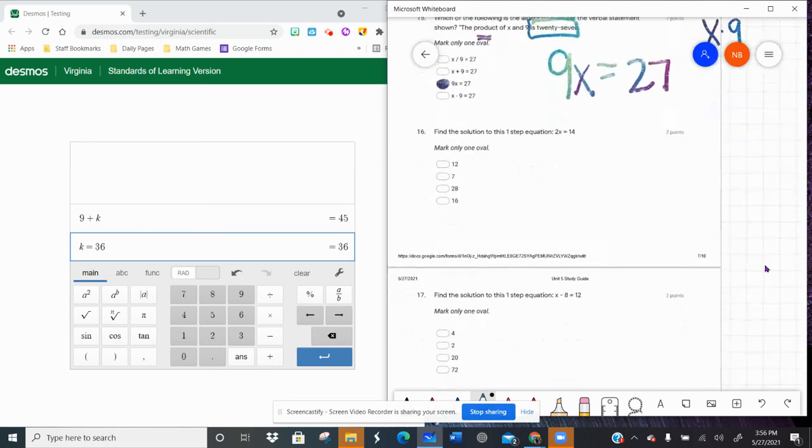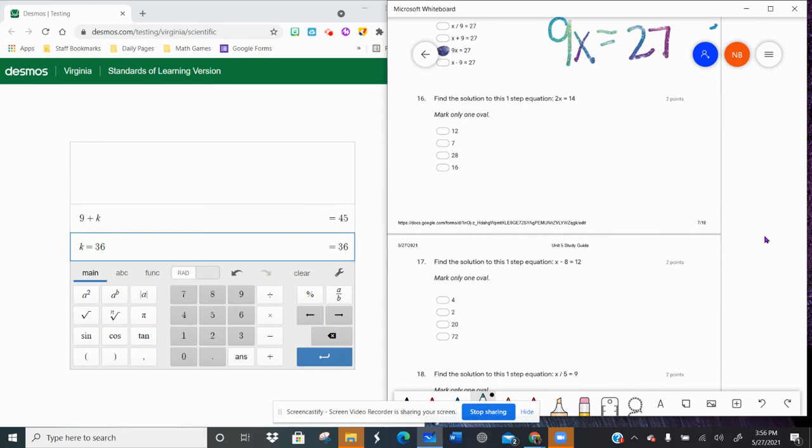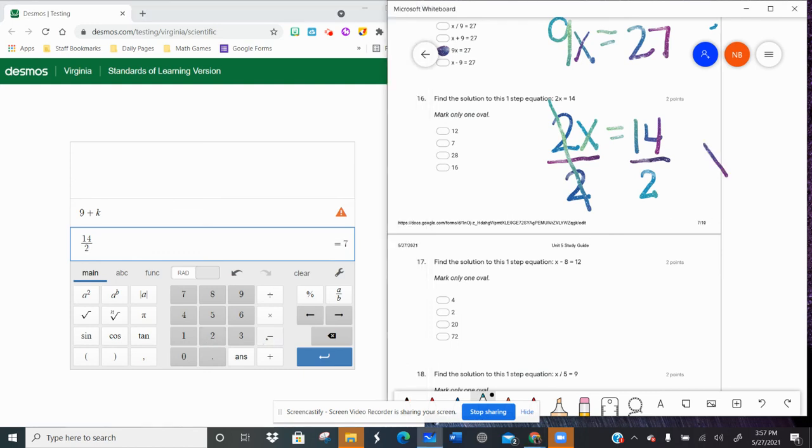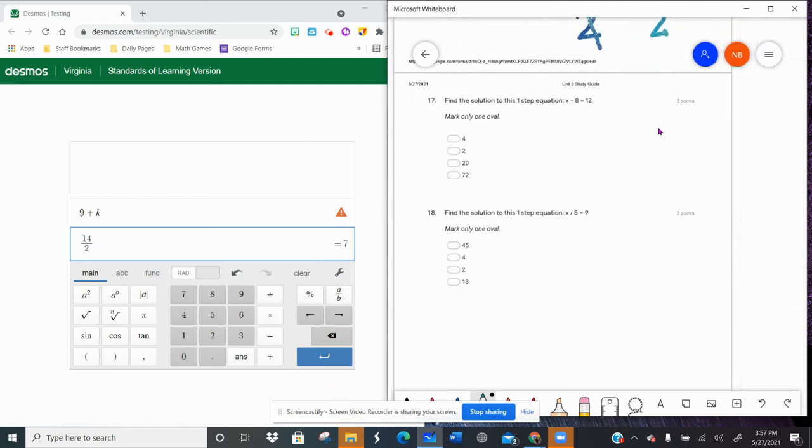It says find the solution to the one-step equation 2x equals 14. We just said if the coefficient is next to the variable, that's multiplication. So we do the opposite of multiplication, which is division. We're going to divide by 2, divide by 2. In our calculator, 14 divided by 2 is 7, which means x equals 7. And that makes sense, 2 times 7 is 14. Easy peasy, right?